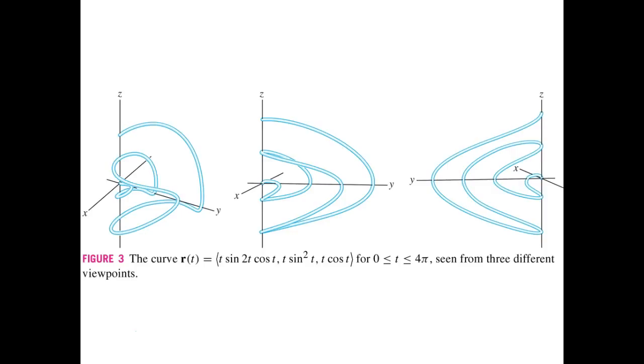Here is, believe it or not, a curve. This is one curve, 3 views of that curve. The curve r of t is this one here: t sine 2t, comma, t sine squared t, comma, t cosine t. And this is going from 0 to 4 pi, the values for t. This is the same curve, but looked at from 3 different viewpoints. I'm so glad they're drawing these. It would drive me nuts to have to draw these.